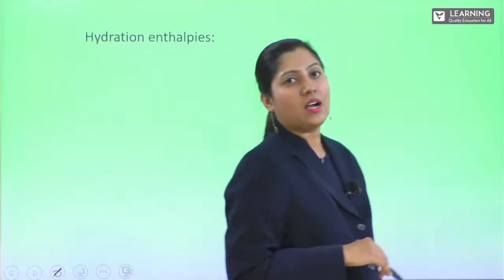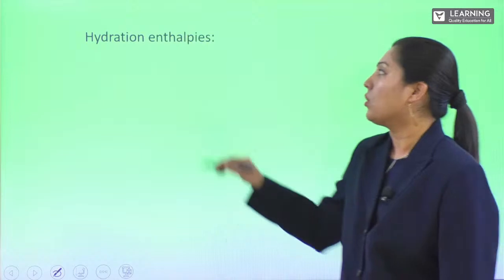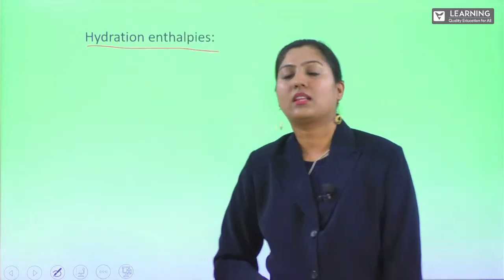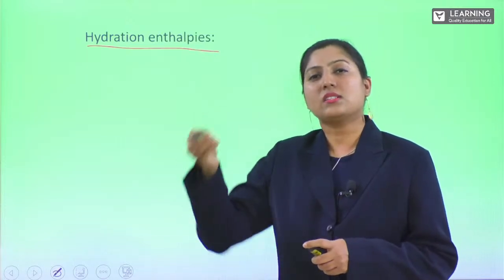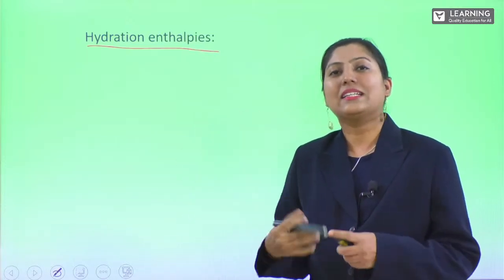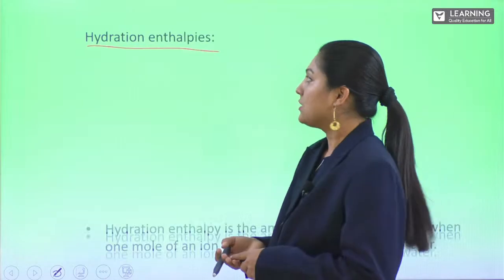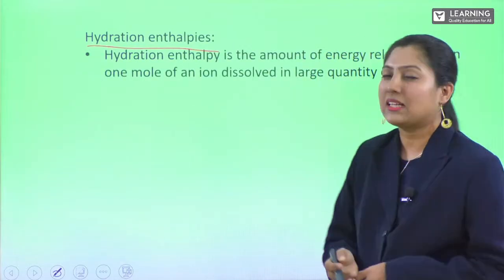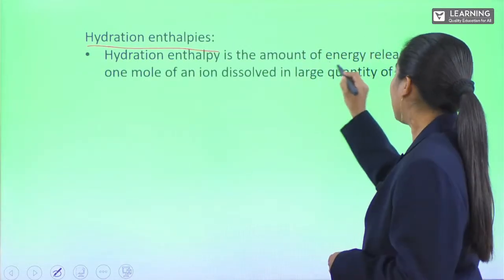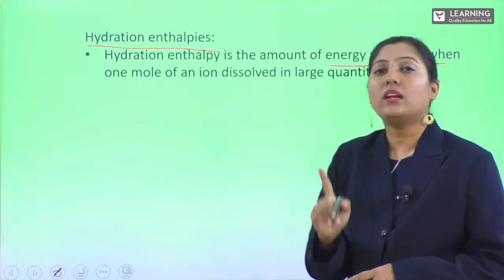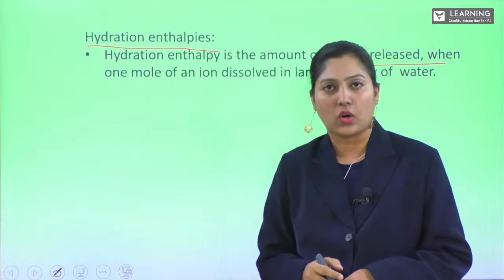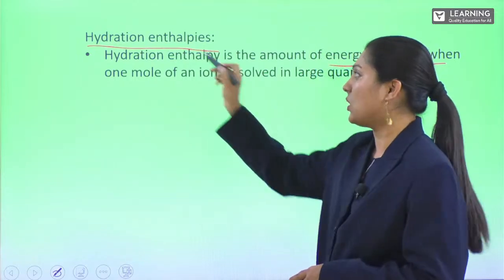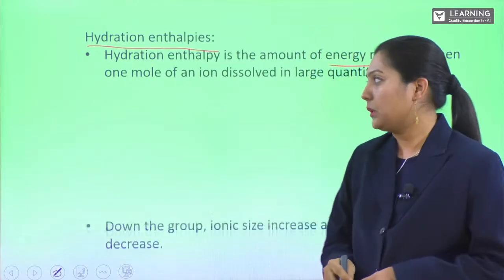Now we'll go with the hydration enthalpies. What do you mean by hydration enthalpies? We also call it solvation, right? So when the ions are added to the water, they dissolve in it, right? So hydration enthalpy is the amount of energy released when 1 mole of an ion is dissolved in a large quantity of water. That is called hydration enthalpy.